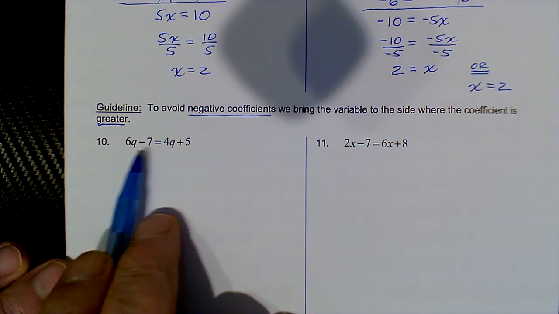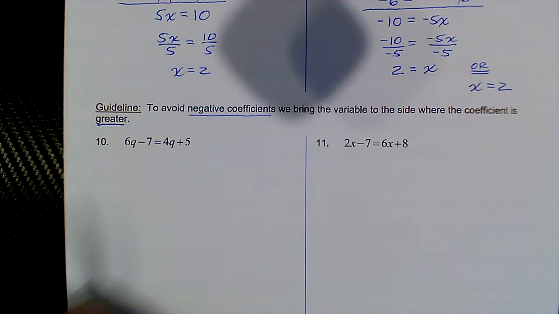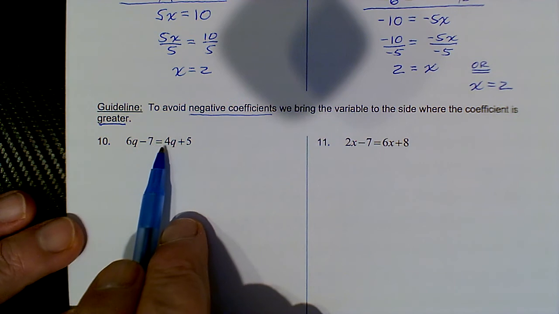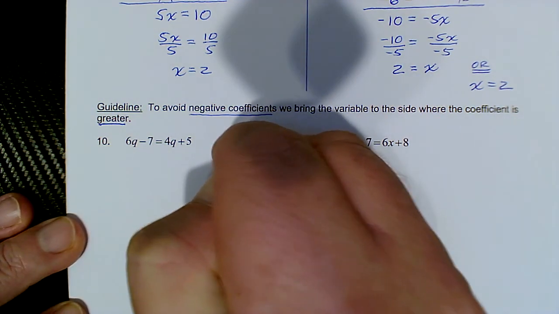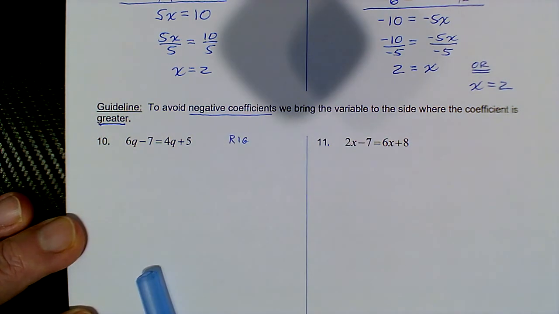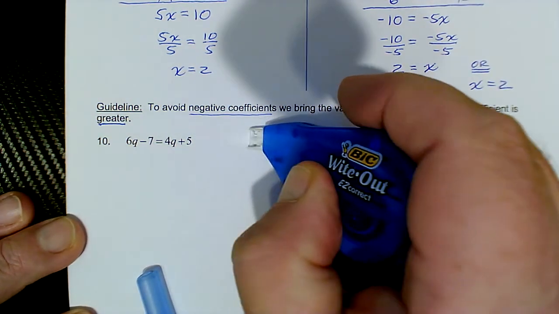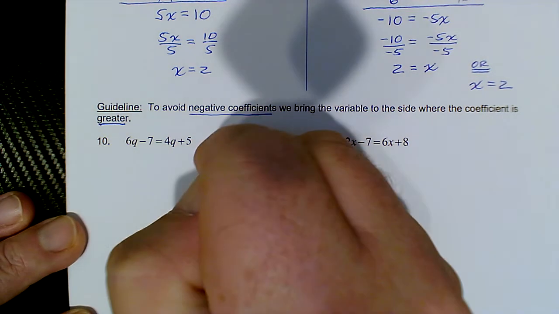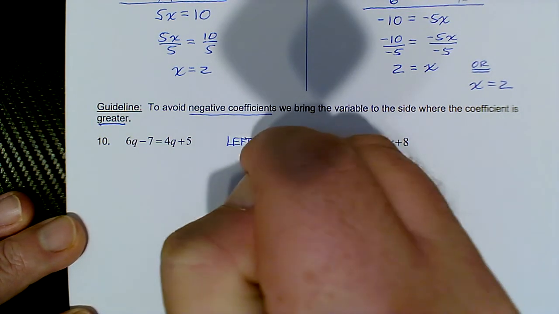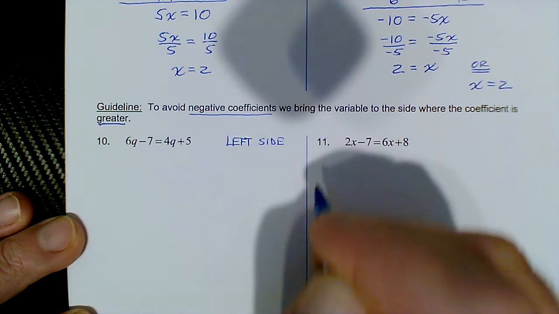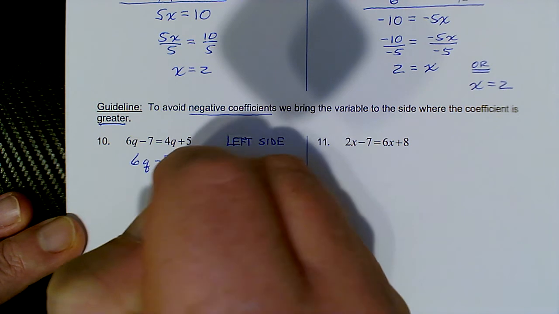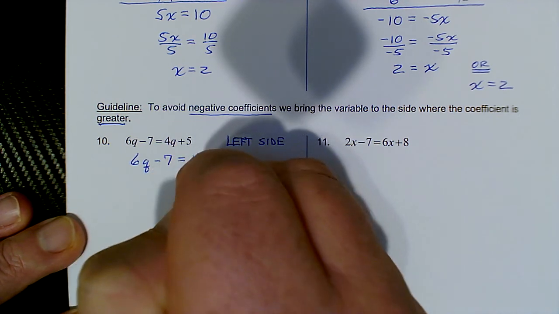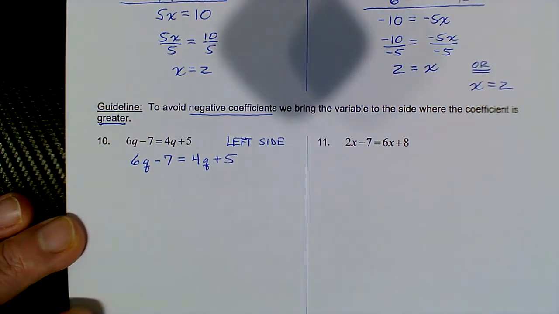First off, notice that the variable's on both sides, so we want to bring the variable to one side, so then compare their coefficients. And 6 is greater than 4, so therefore I want to bring the variable to the left side. Again, because 6 is greater than 4. So I'm going to recopy the equation just because the font size makes it easier to show the solution.